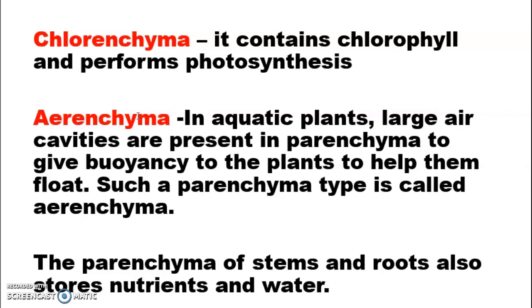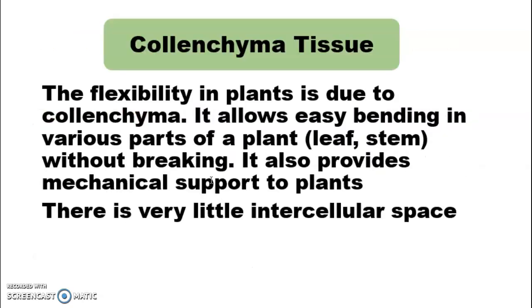The main function of parenchymal tissue is that, since they have so much intercellular space, they are responsible for storage of food and water, that means nutrients and water. And we have already discussed collenchyma tissue. Collenchyma tissue is basically responsible for providing support, structure, mechanical strength and flexibility to the petioles, leaf veins and stem of the young plant, allowing easy bending without breakage of the stem or leaves.